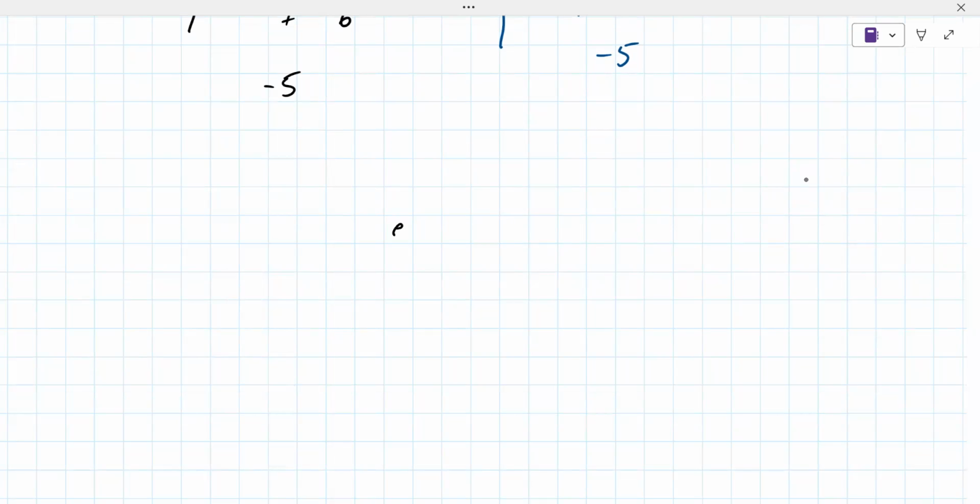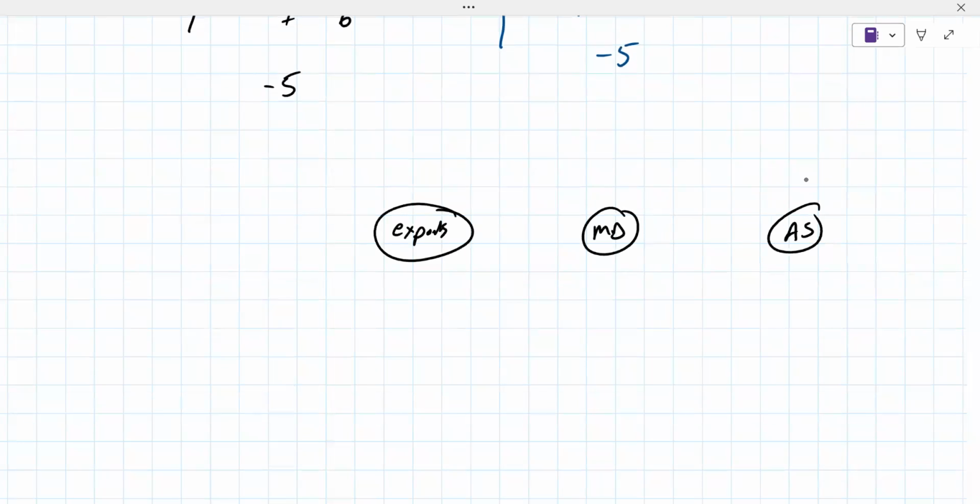So the next one is that you always do exponents before multiplication and division, before addition and subtraction. Okay, so I'll give you an example here. 1 minus 2 to the 8th plus 3 squared. I'm sorry, not 2 to the 8th. That would be really large. Let's not do that.